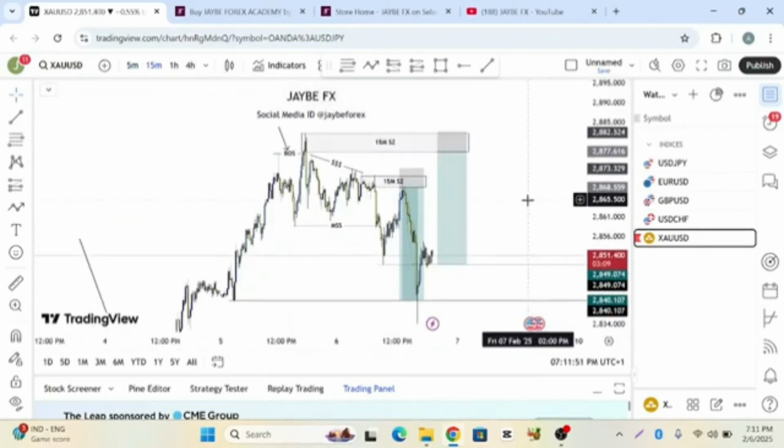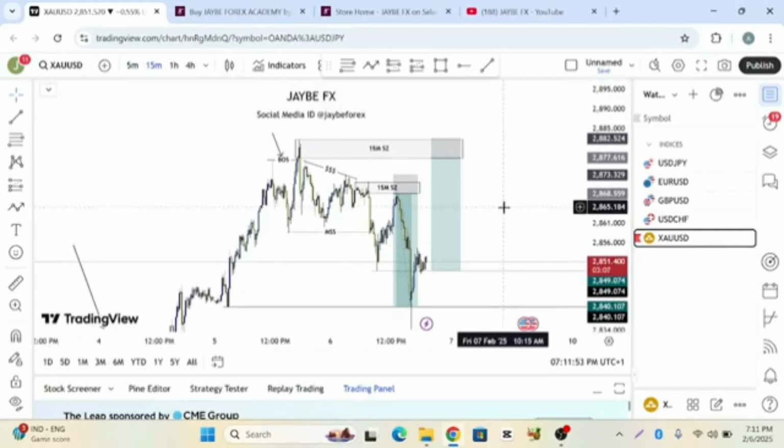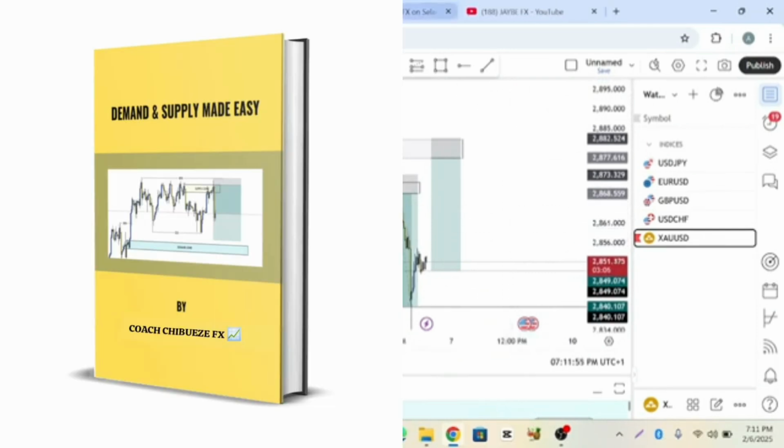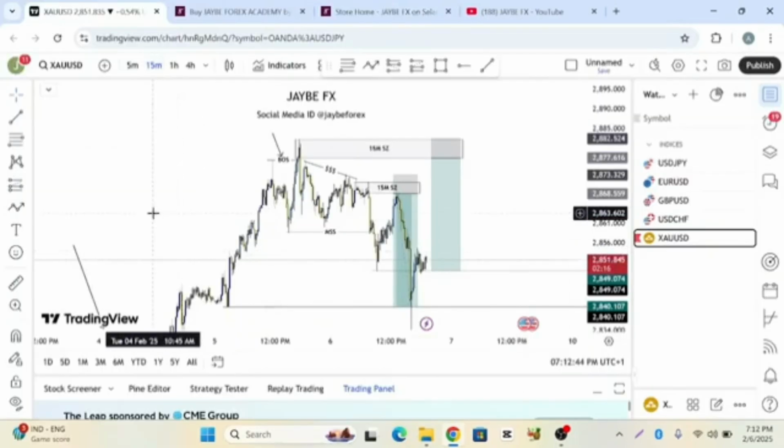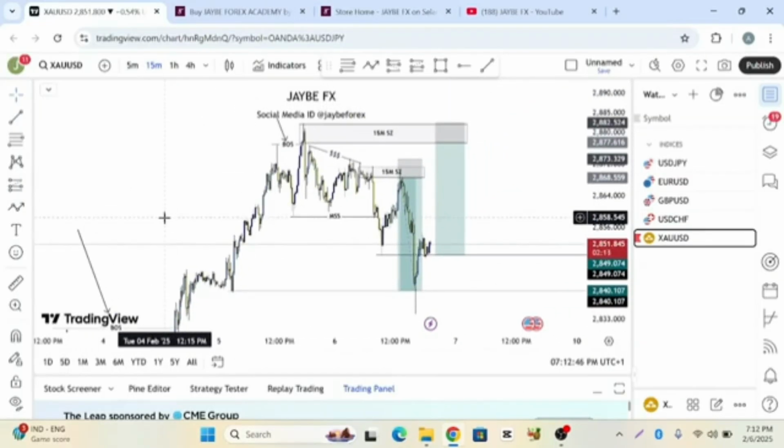So that is exactly how I use demand and supply. This is my strategy, using demand and supply to trade the market. Everything you need is inside this book, but not for beginners, because if you're a beginner, you're definitely going to find it difficult to understand what exactly is written inside this book. And this is exactly how I was able to take trades on gold.